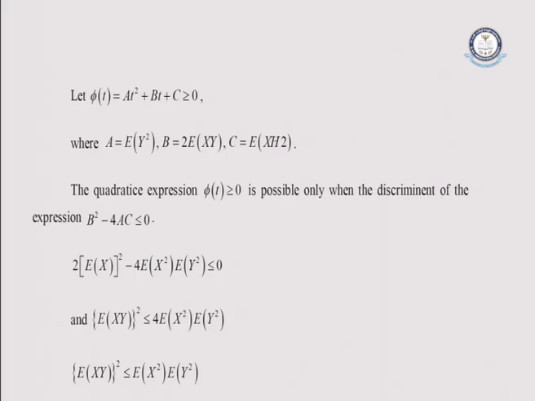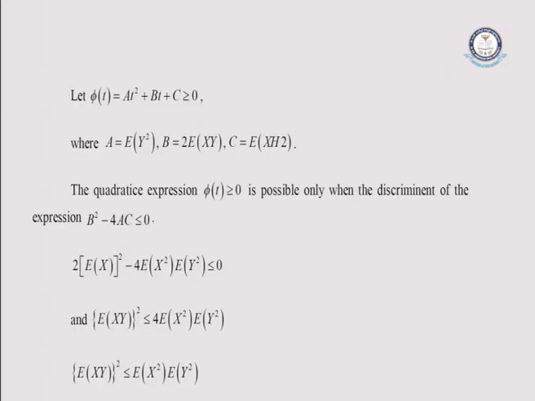After comparing the terms, since this is a quadratic expression that is never negative, its discriminant, b square minus 4ac, must be less than or equal to 0. Substituting the values already assumed: b square is 2 times E of XY, whole square, minus 4ac, where a is E of Y square and c is E of X square, and this should be less than or equal to 0. So b square minus 4ac is less than or equal to 0.